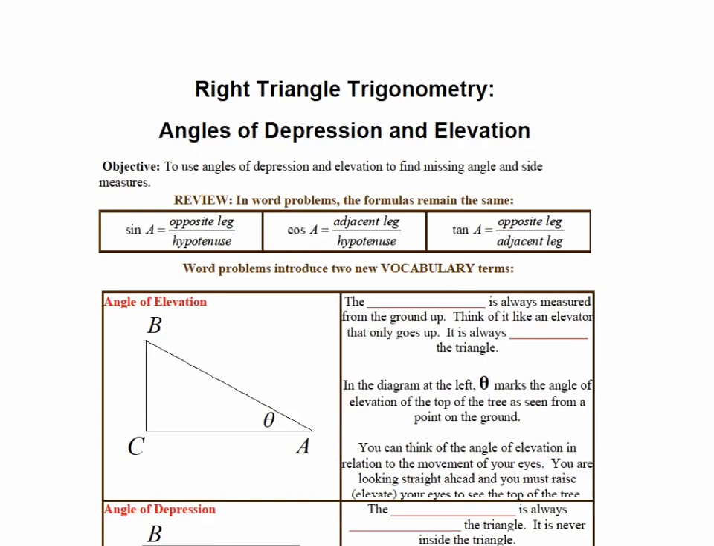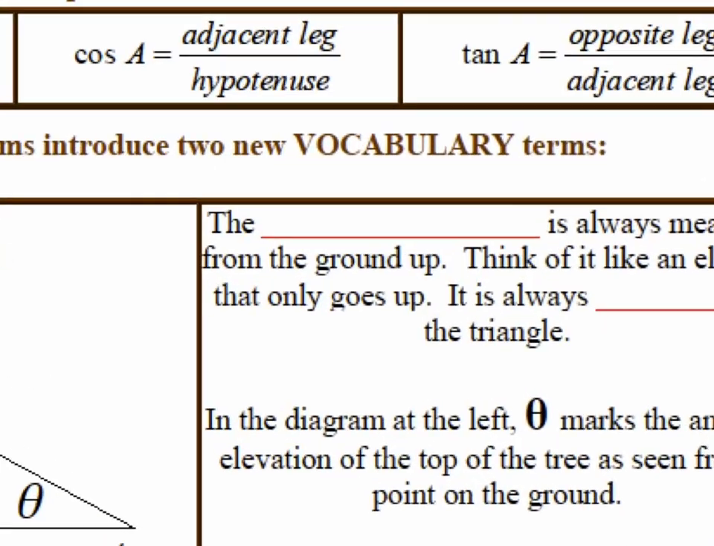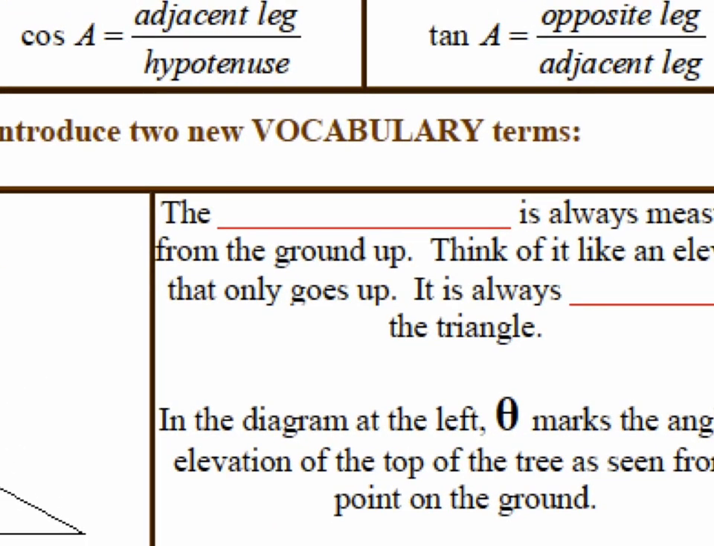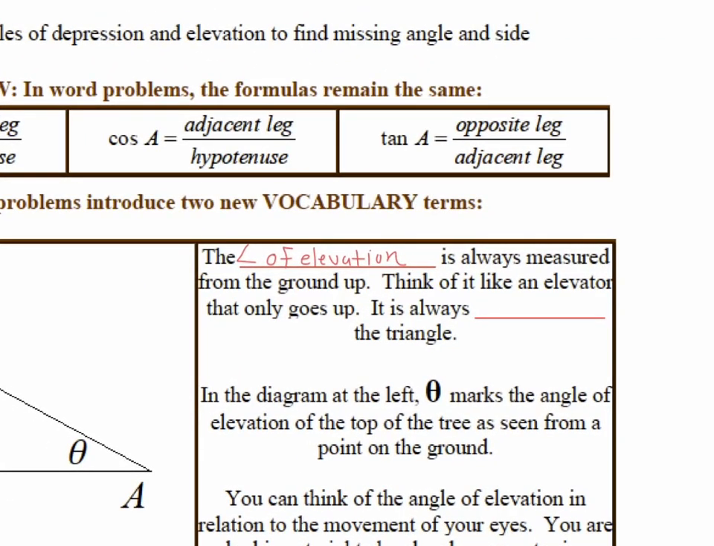So, this is our first fill in the blank here. We have the angle, so I'm just going to use an angle symbol there, of elevation. That's your first fill in the blank of the day. Is always measured from the ground up. Or we could say from the horizontal up. Think of it like an elevator that only goes up. Fun fact, it is always inside the triangle.